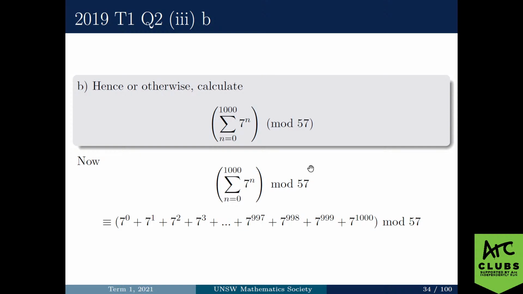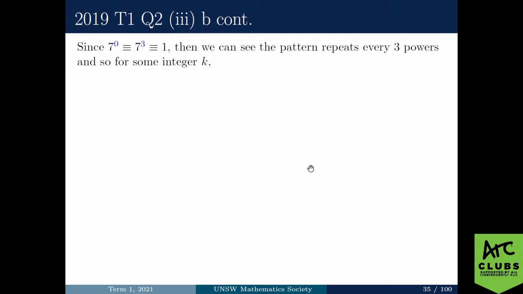Normally, if this wasn't in modulo 57, we'd probably have to use a GP here. But because it's in modulo 57, we can expect that most of these values come down to a number between 0 and 57, because that's how modular arithmetic works. Okay, so as we know that 7 to the 0 is equivalent to 7 cubed, which is equivalent to 1 in modulo 57, we can sort of guess that 7 to the power of any multiple of 3 is going to be equivalent to 1 in modulo 57, because we found that from part A. That's our use of the word hence.